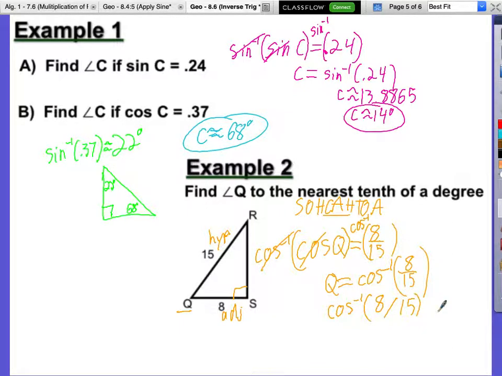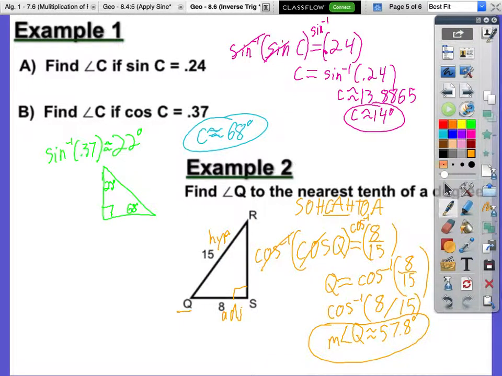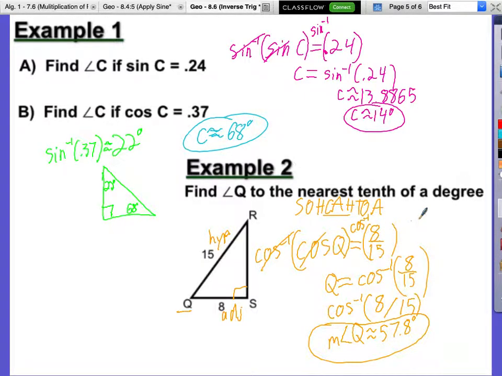But here, where are we supposed to round? So the measure of angle Q is approximately what? 0.8 degrees. Did anybody not get that as their approximation for Q? Okay, cool. Questions on example 2?